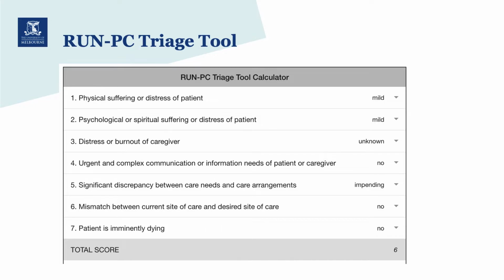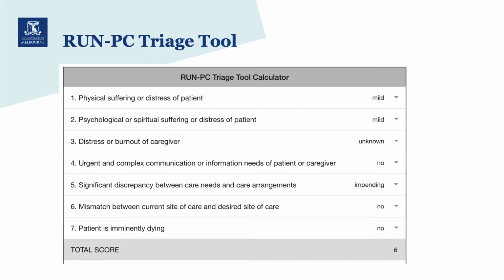So applying the tool, really her symptoms are well controlled at the moment between cycles, and the information was quite clear about that. So I've put mild. But obviously, in our discussions, we'd want to be finding out, well, when is that next cycle of chemotherapy due? Because we can predict that her physical suffering will be high at that time. So for the moment, it's mild. Likewise, she's got mild psychological suffering. She's engaging with a psychologist, so that's mild.